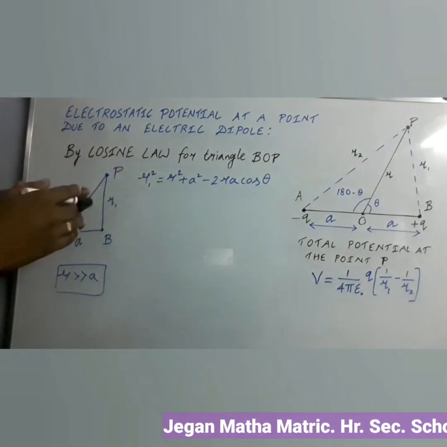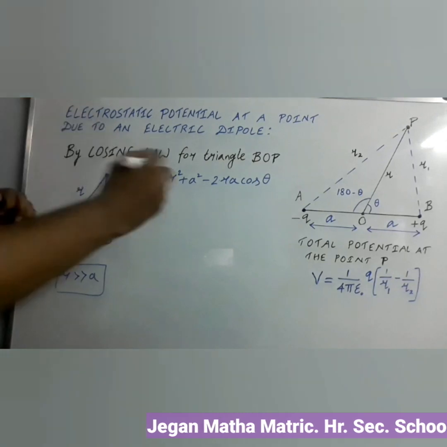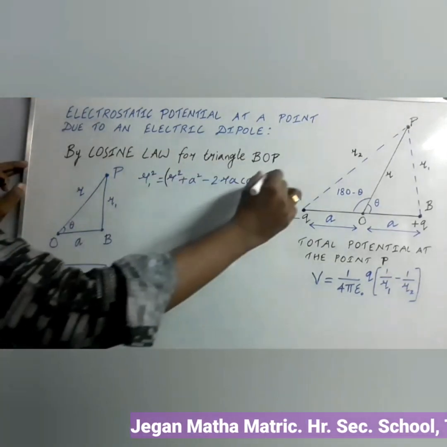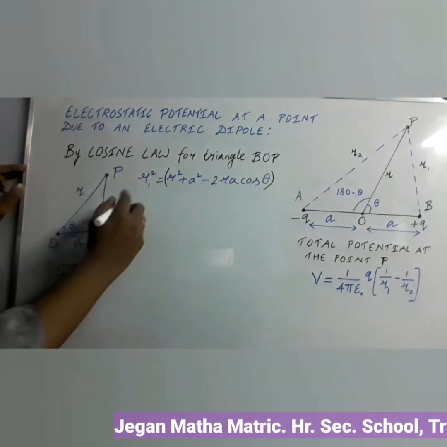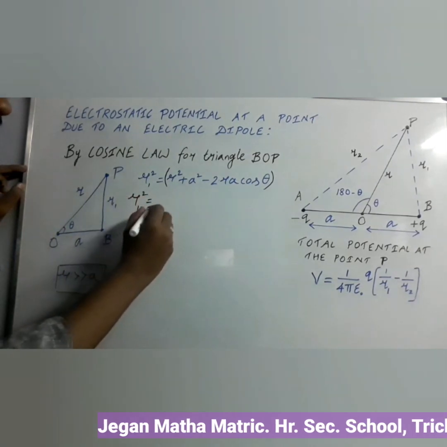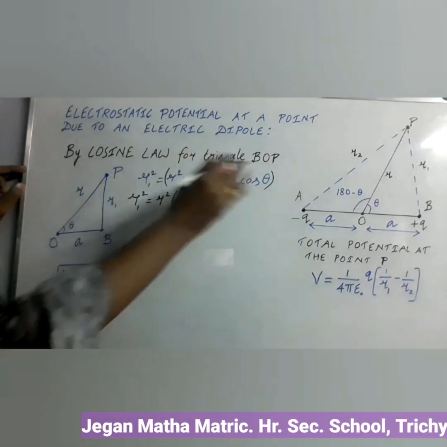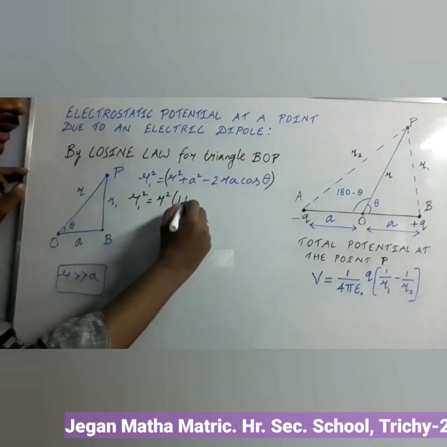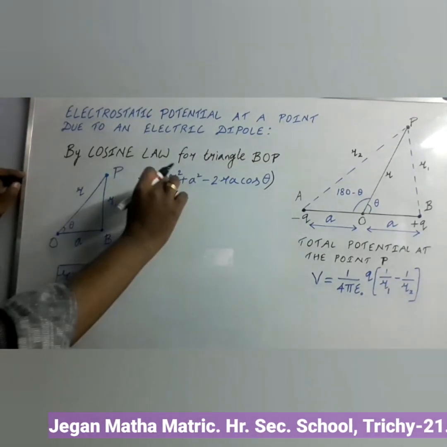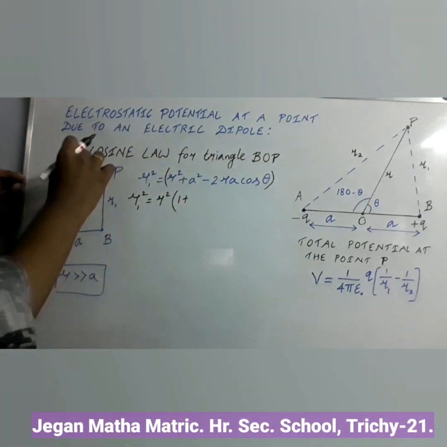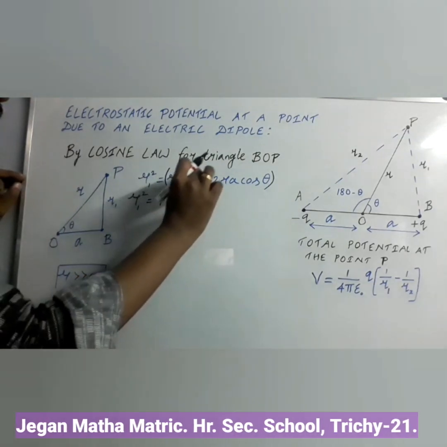In the 11th standard itself you have learned about this cosine law. From this expression, I am going to take R square outside. So R1 square is equal to R square taken outside. So R square times 1 plus, but here it's not there.